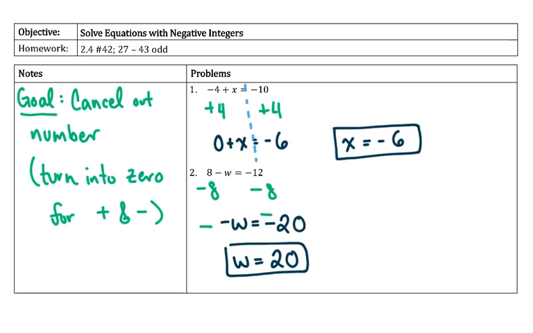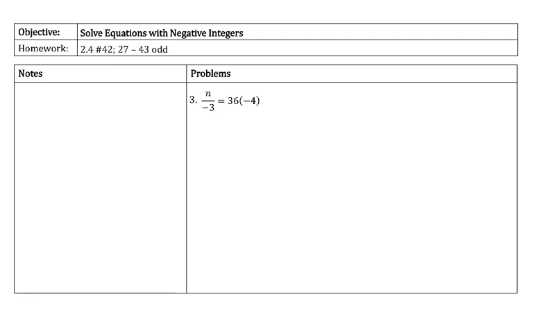Let's look at a question now with division and multiplication. For number 3, it says n over -3 equals 36 times -4. One thing that you will see that does occasionally happen is when we have a solve problem, one side of the equation just isn't fully simplified. If you want to, you can do that first. I think that's always a nice idea. So here we've got a positive times a negative, and so we're going to end up with a negative.